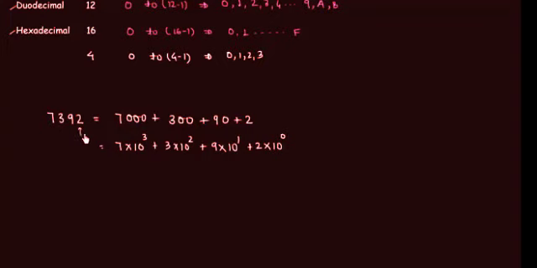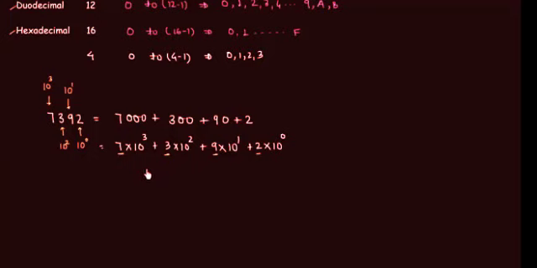The weight of this position is 10 raised to power 0. The weight of this position is 10 raised to power 1. Weight of this position is 10 raised to power 2. And weight of this position is 10 raised to power 3. Generally, the coefficients 7, 3, 9, 2, these are the coefficients. And generally, the coefficients are written, and the power of 10 is determined by their position.